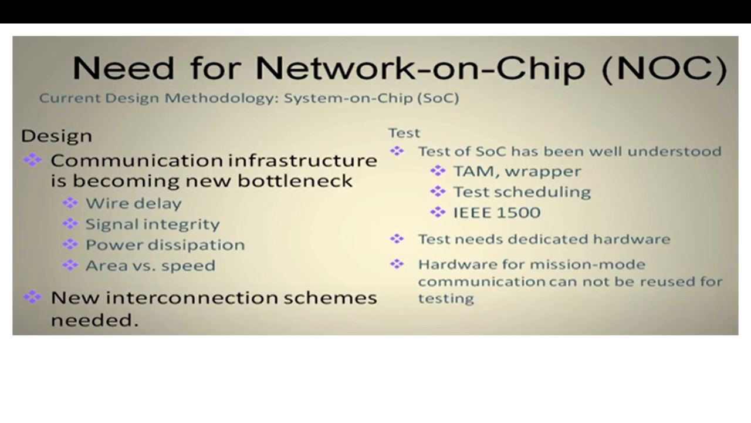And the design of the communication infrastructure is becoming a new bottleneck. We have multiple cores now, and the communication between two cores is becoming a bottleneck. Because of that, there is wire delay. There is an issue with signal integrity, power dissipation, area versus speed. Wire delay means this interconnect delay.